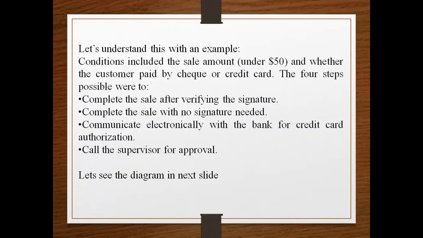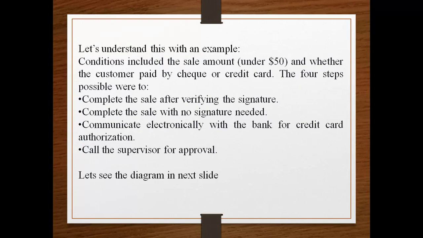Okay, let's understand again with one more example. Now there is an example where the condition includes the sale amount. Whether the customer pays by check or credit, there are 4 steps. Complete the sale after verifying the signature. Once the customer has signed the check, I am going to verify the signature. If no signature is needed, for example a credit card, complete the sale. You can communicate electronically with the bank for credit card authorization and call the supervisor for approval.